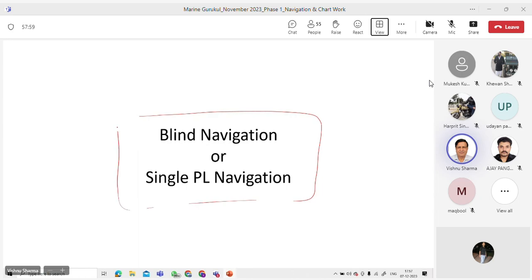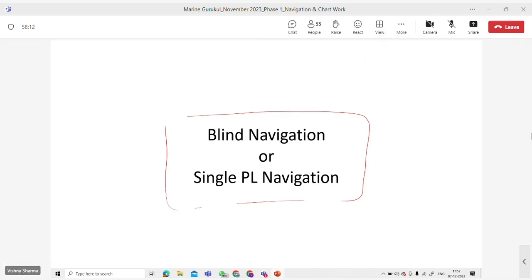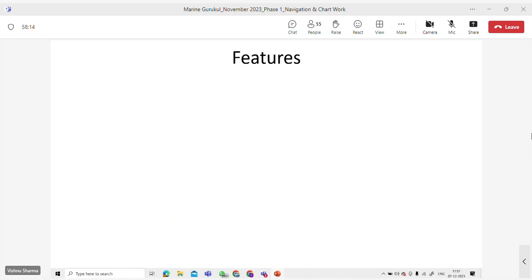Read the question, I should be able to assign it to a particular method. And this will be called blind navigation or single PL navigation. That means navigating using a single PL. Now, like yesterday with the last method, what is it that will be given to us?